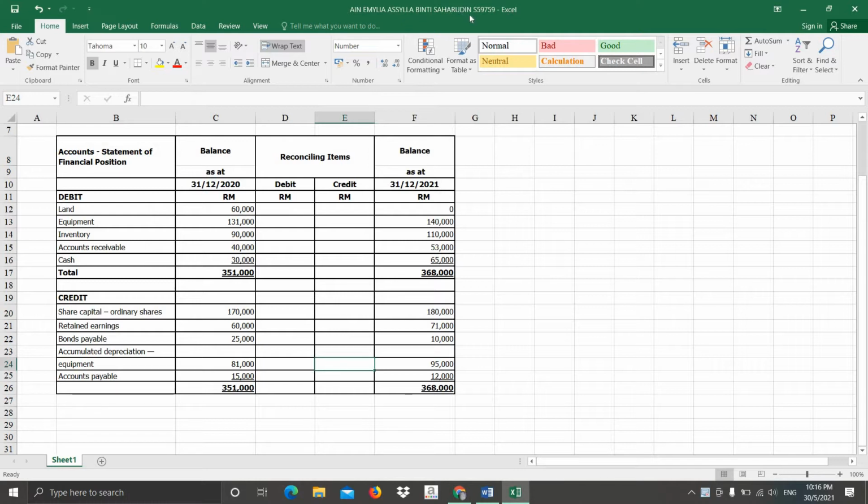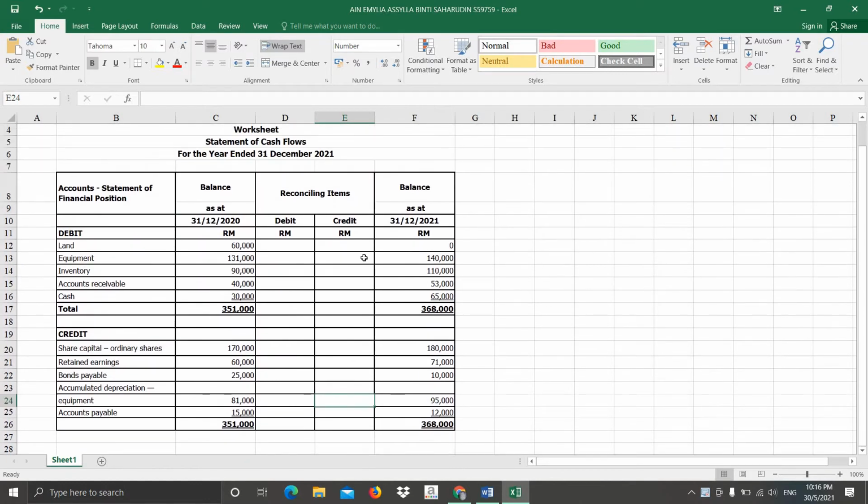My matrix number is S59759, and I'll be doing the individual assignment of financial accounting and reporting. Okay, the first task required us to complete this worksheet.